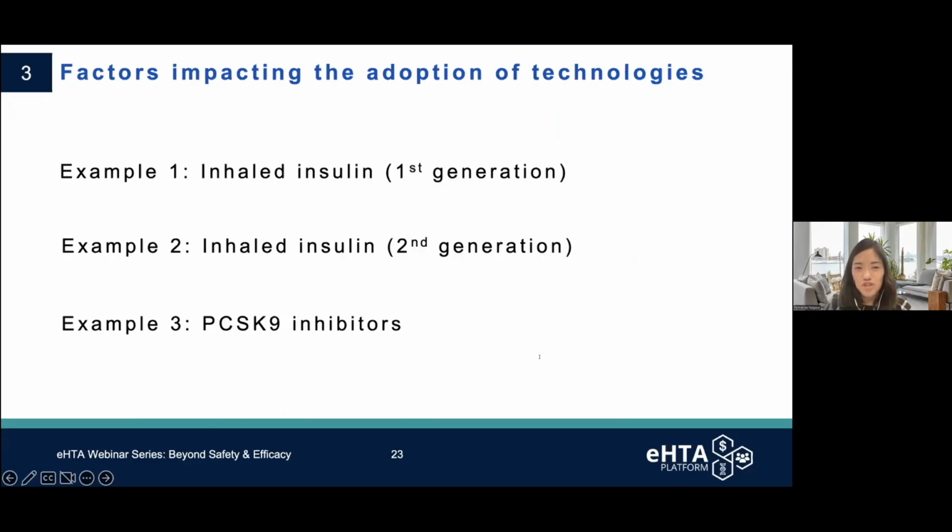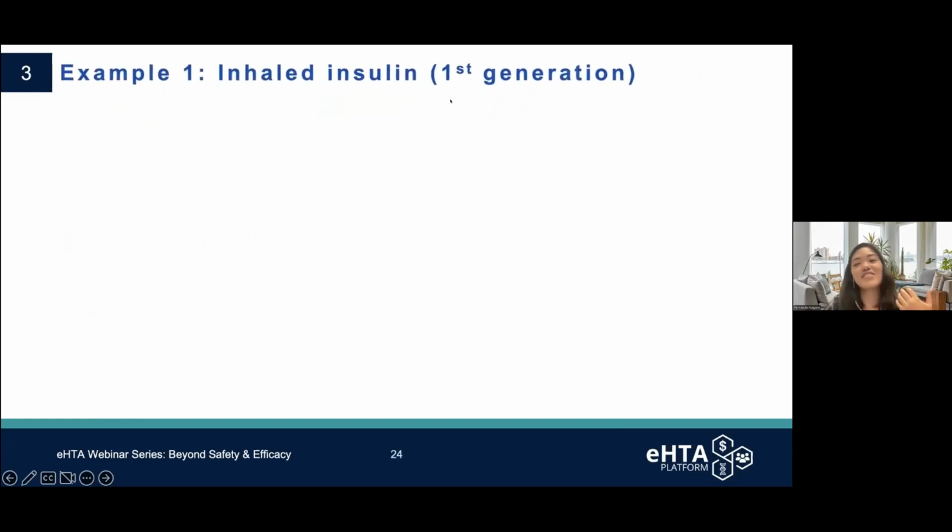So, to understand a little bit more of what I said so far, let's take a look at some examples that will illustrate what I've said. The first one that I would like to discuss with you was the first inhaled insulin, which was called Exubera.